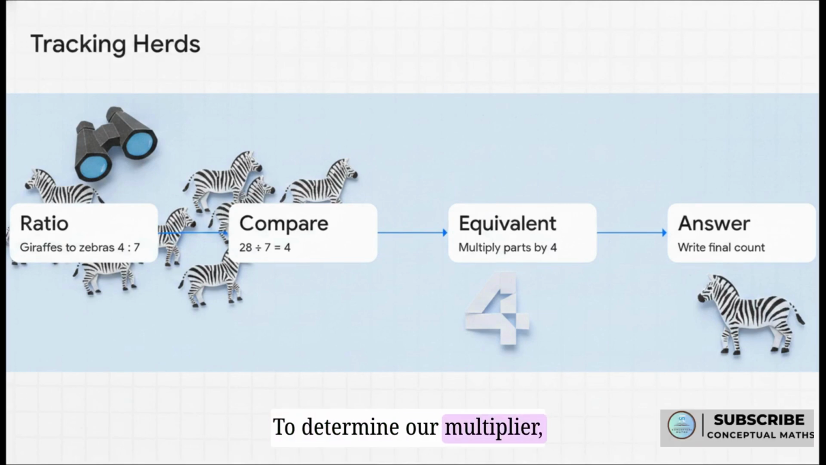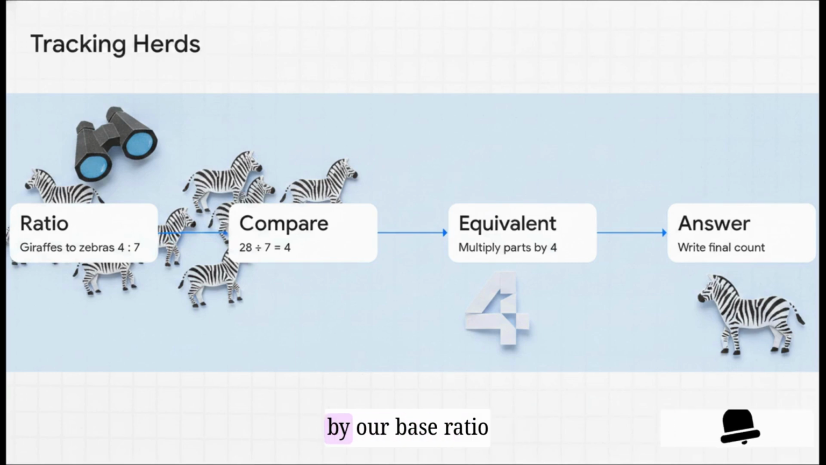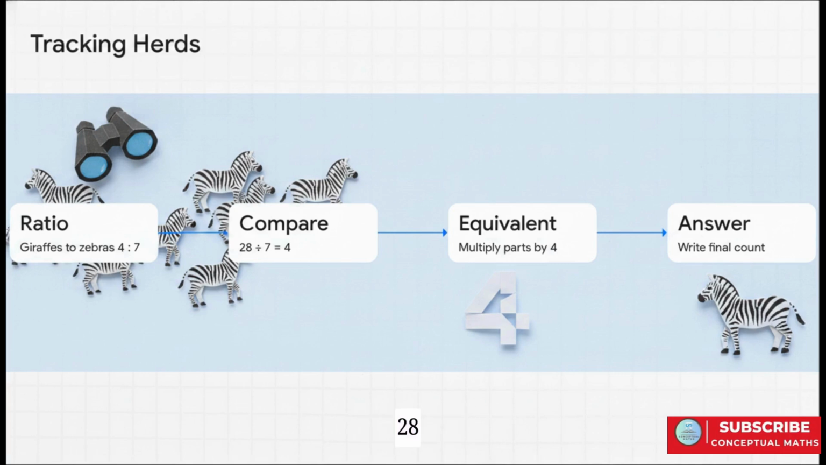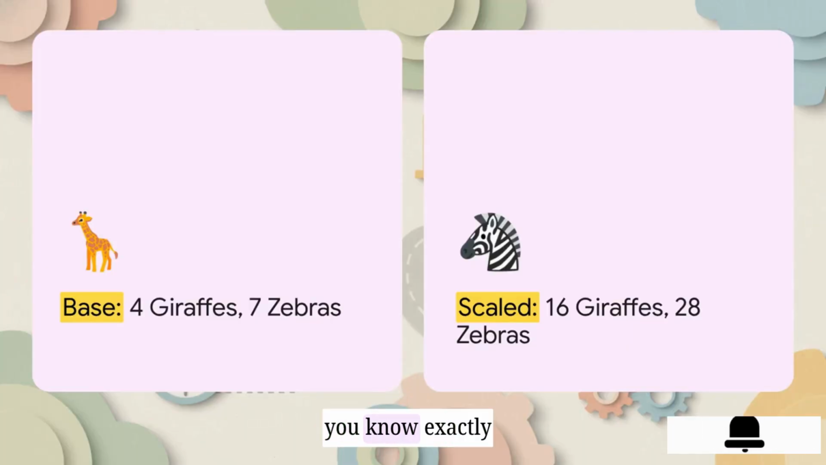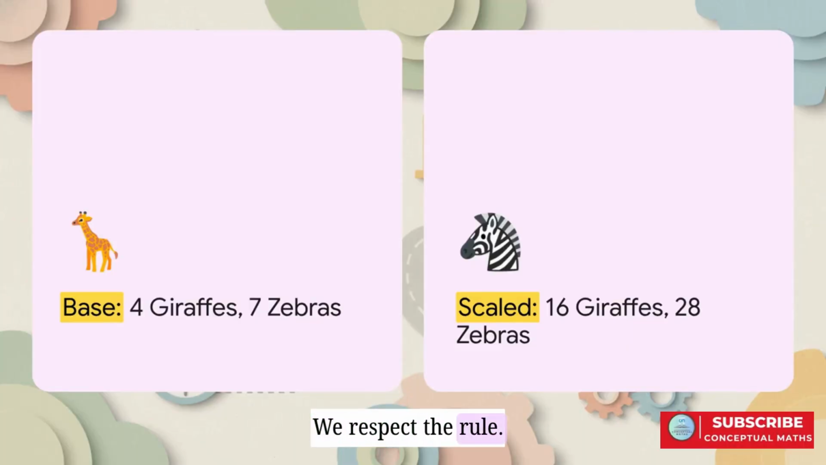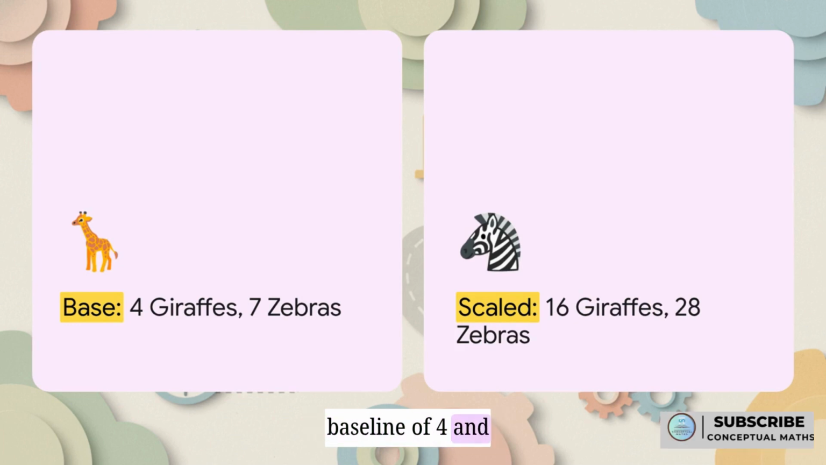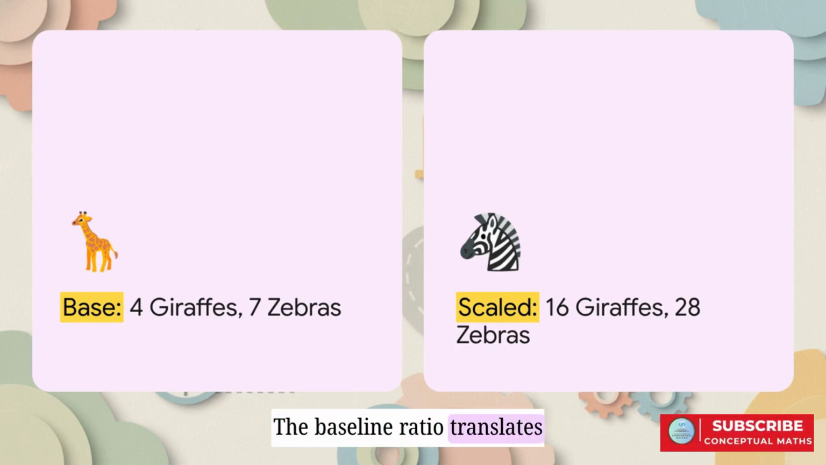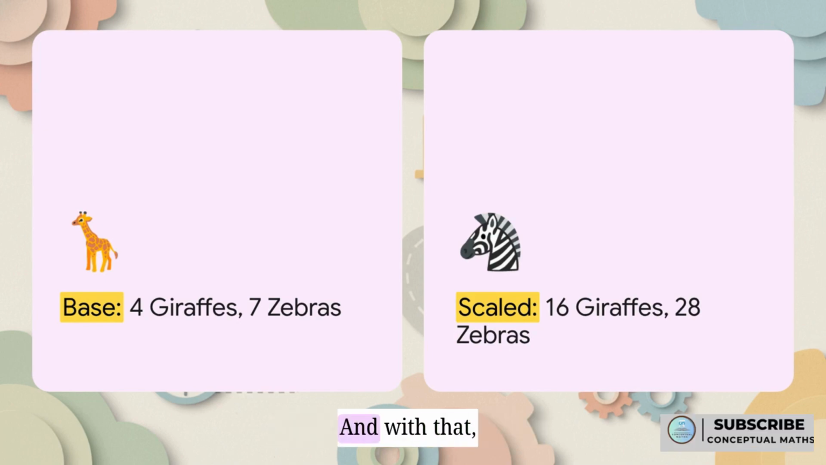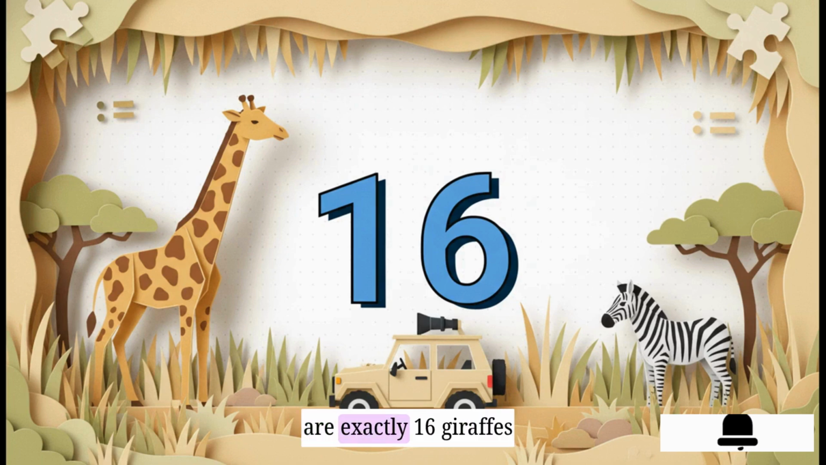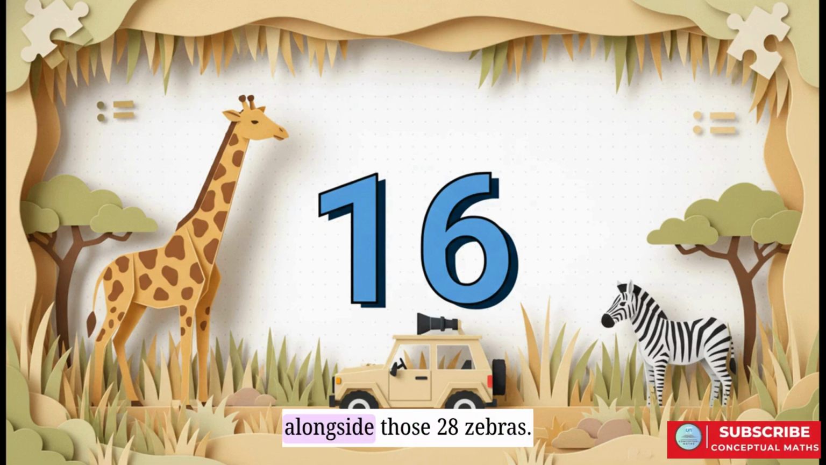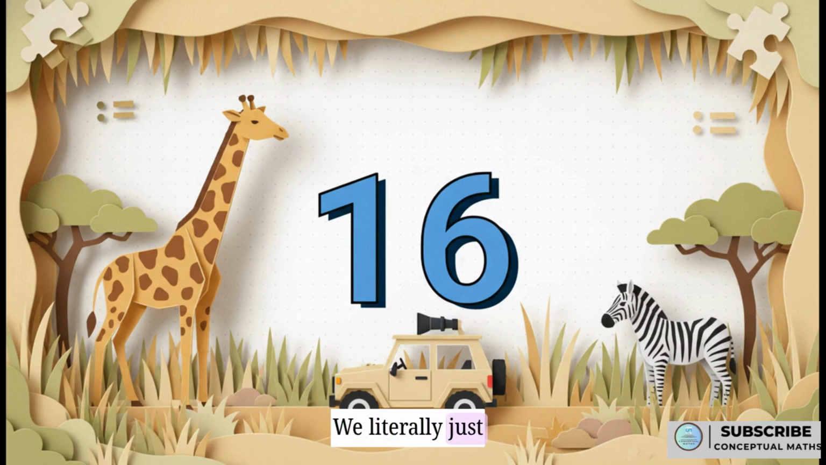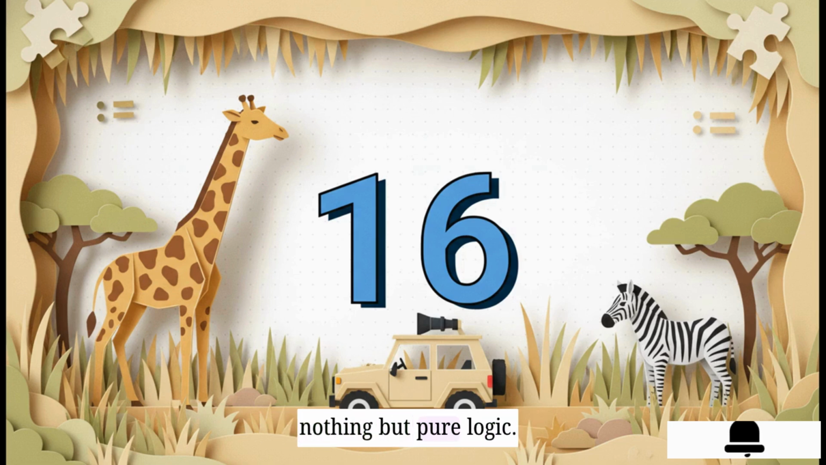To determine our multiplier, we divide those 28 actual zebras by our base ratio of 7 zebras. 28 divided by 7 unlocks a factor of 4. By now, you know exactly how this plays out. We respect the rule. We take our giraffe's baseline of 4 and multiply it by our newly discovered factor of 4, giving us 16. The baseline ratio translates perfectly into real-world numbers while maintaining the exact same relationship. And with that, we can confidently say there are exactly 16 giraffes roaming the safari park alongside those 28 zebras. We literally just tracked wild animals using nothing but pure logic.